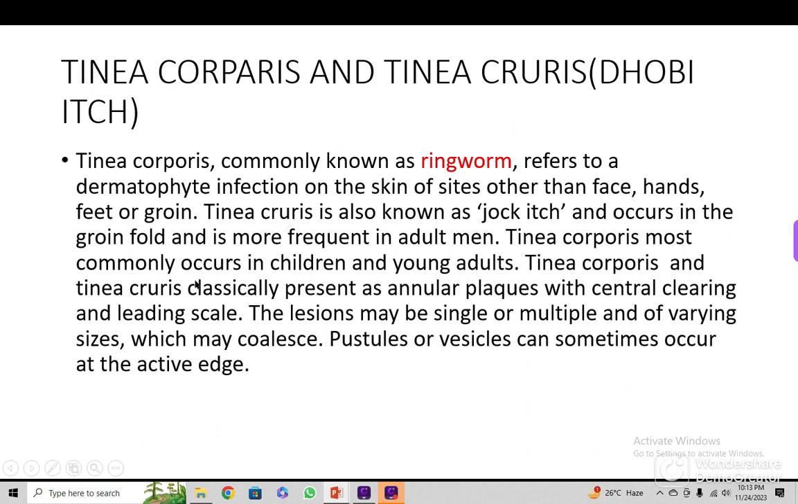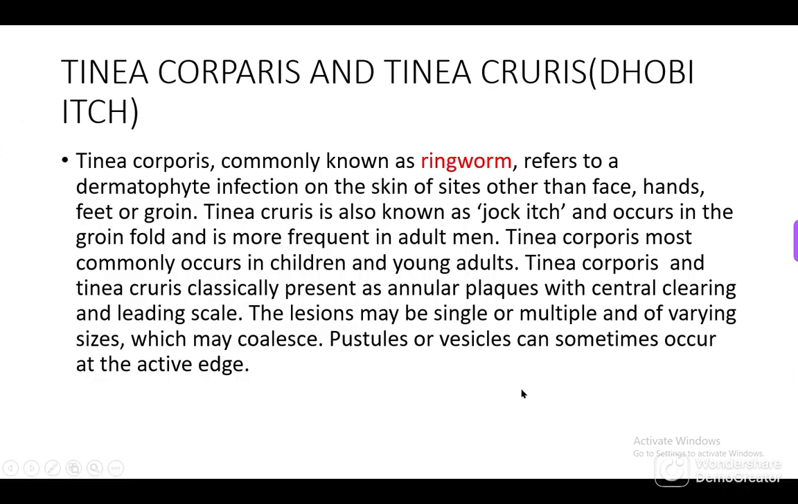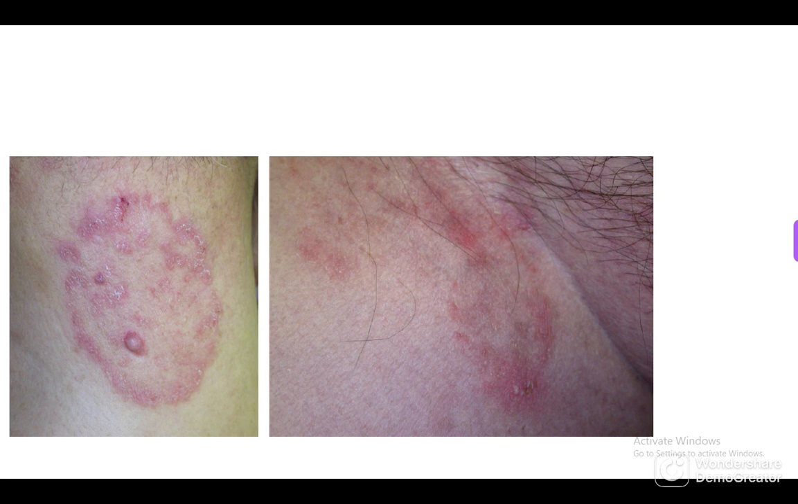Tinea corporis most commonly occurs in children and young adults. Tinea corporis and cruris classically present as annular plaques with central clearing and a leading scale. The lesions may be single or multiple and of varying sizes, and may coalesce. Pustules or vesicles can sometimes occur at the active edge.